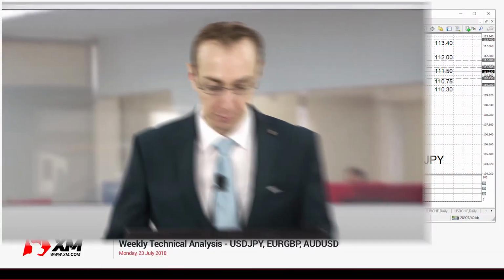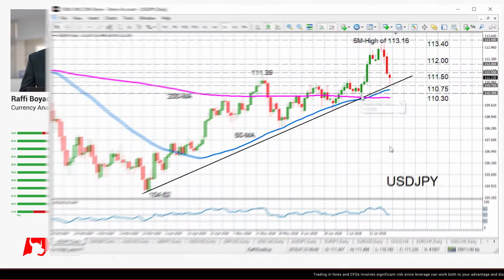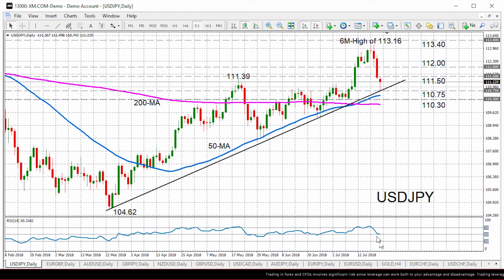The pairs we're going to be looking at for this week are the dollar-yen, the euro-pound, and the Aussie dollar. Starting first with the dollar-yen pair, we can see that the near-term bias is somewhat neutral to bearish at the moment. RSI had risen into overbought levels before retreating sharply to the 50 neutral area.